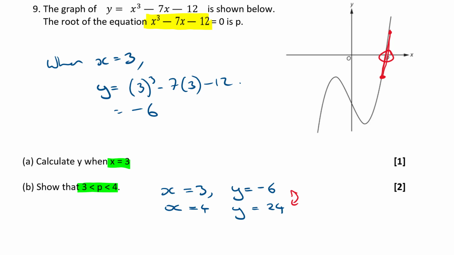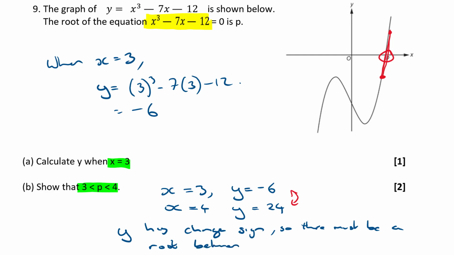So it's going to be when y is 0, isn't it? It's going to be somewhere between those two values. So to show that P lies between 3 and 4, well, we have done. We could just say what we've known then. So y has changed sign, so there must be a root between x equals 3 and x equals 4.